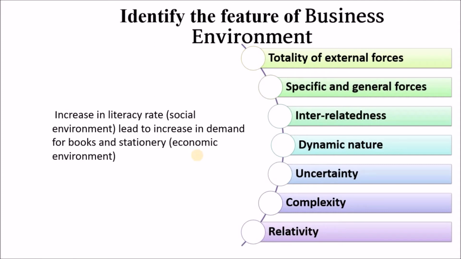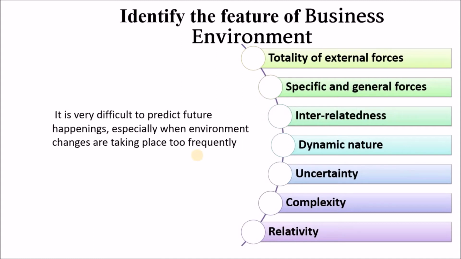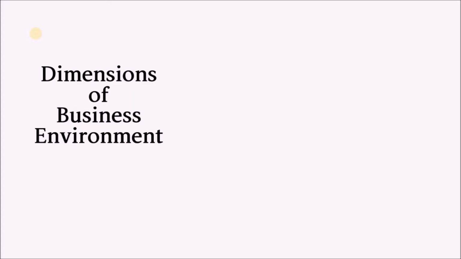So the feature highlighted here is interrelatedness, that all the factors or all the dimensions of business environment, they are interlinked, and change in one will lead to change in other. Next is it is very difficult to predict future happening, especially when the environment changes are taking place too frequently. So business environment is very difficult to predict. So the feature identified here is uncertainty.